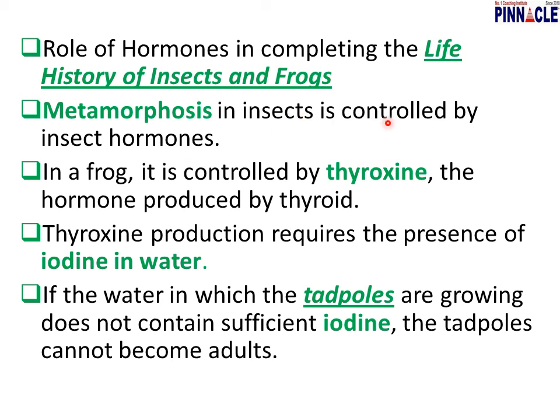In the last chapter we discussed metamorphosis, where the larva of a frog was totally different from the adult. So the change from the larva stage to adult, or from the very initial stage to the larva stage, is the process of metamorphosis. In frogs it is controlled by thyroxine, the hormone produced by the thyroid. Thyroxine production requires the presence of iodine in water. If the water in which the tadpoles are growing does not contain sufficient iodine, tadpoles cannot become adults. So the role of iodine is important.